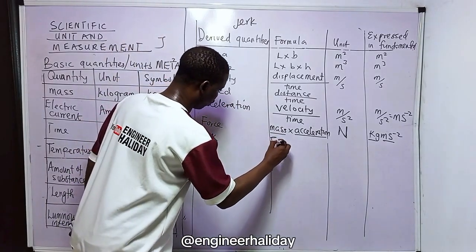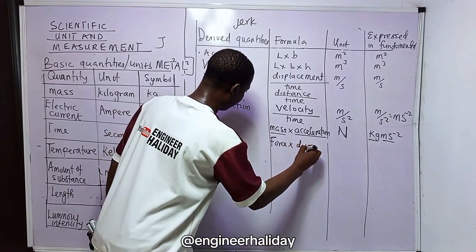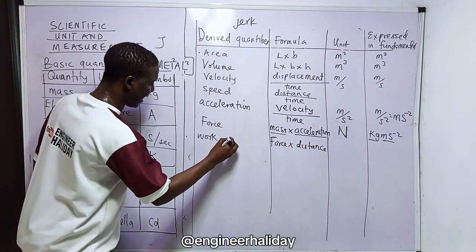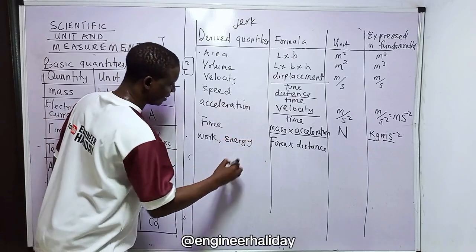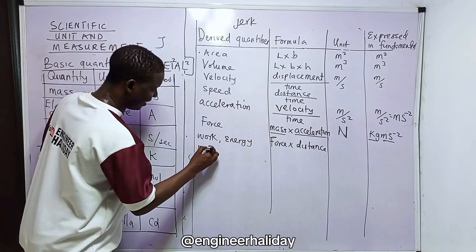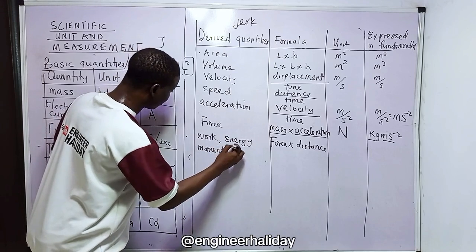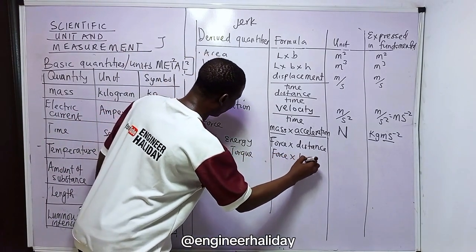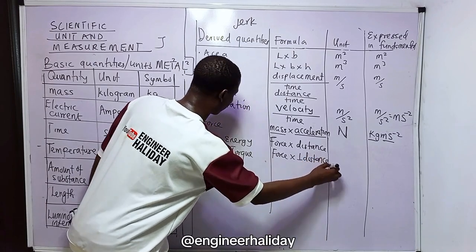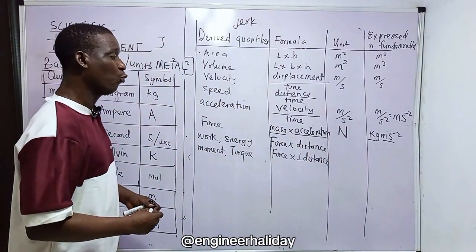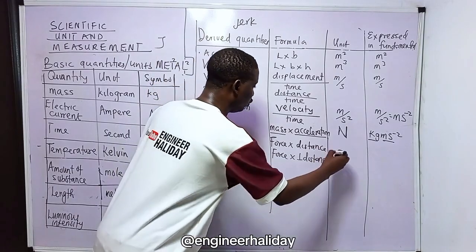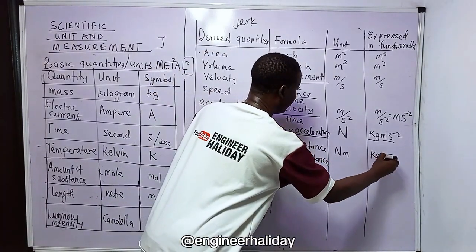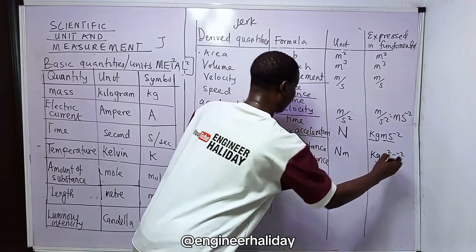Work is force times distance. Now there are familiar units, which are energy. Energy is a familiar word. We still have moments, although moment and torque are force times perpendicular distance, because moment and torque are vectors while work and energy are scalars. So the unit is Newton meter, which is simply kg meter square per second square.